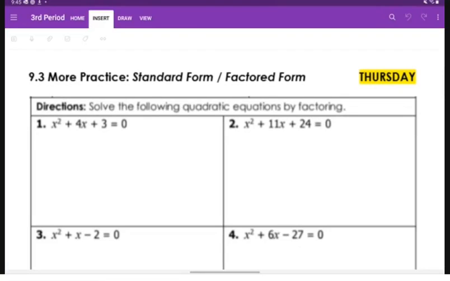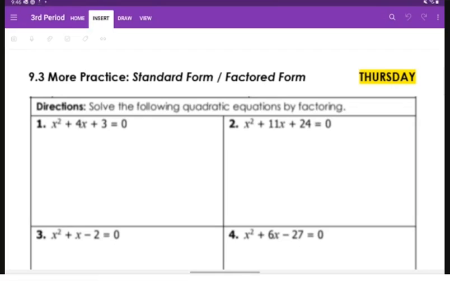Today in class, we're going to need our 9.3 packet, and we're going to flip to Thursday's page in the packet. Typically on Thursdays, we do a quiz review to prepare for the quiz that we're going to have on Friday. But this week, we don't have a quiz on Friday. So instead of doing a quiz review, we're just going to do some more practice. So this is kind of a lightweight assignment to practice the skills we were working on yesterday.